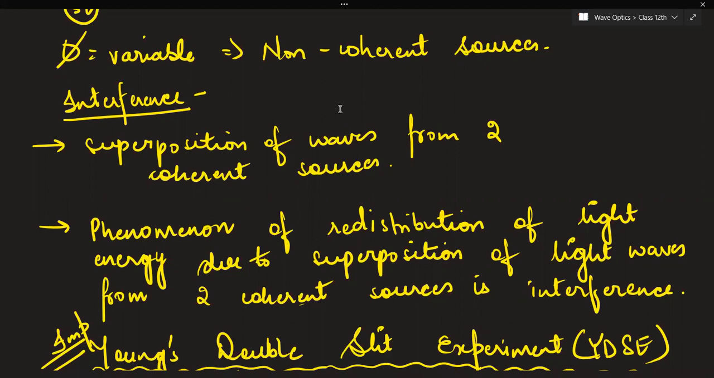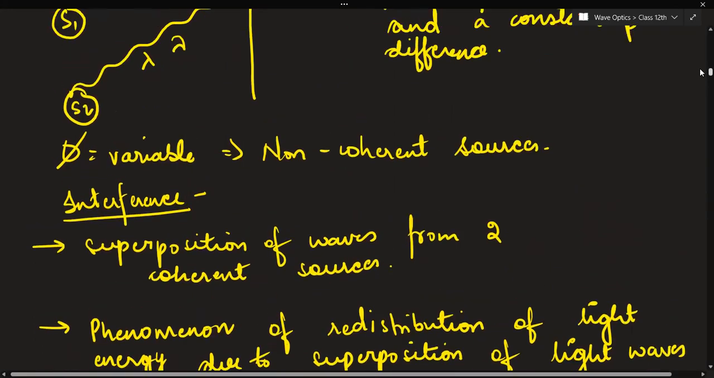Fine. So in the examination, which definition you have to write? The phenomenon of redistribution of light energy due to superposition of light waves from two coherent sources is known as interference. Note down these 2 points, then I'll tell you. We'll start with Young's double slit experiment. That is the most important part of interference. Just note down these 2 to 3 points quickly.